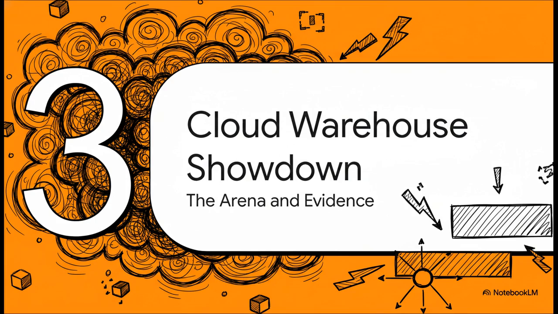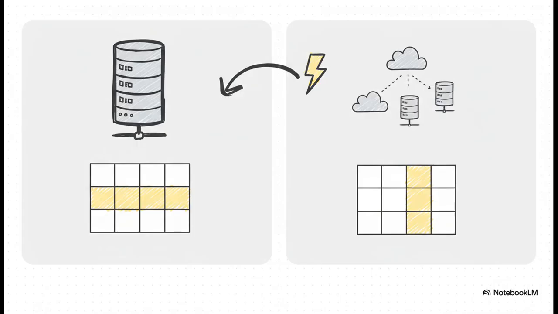Because here, the rules of the game have totally changed. This is where all the theory gets put to the ultimate test. See, in the old days, we had one big, powerful server. Now, we have clusters of hundreds of smaller ones. But the biggest game changer is columnar storage.